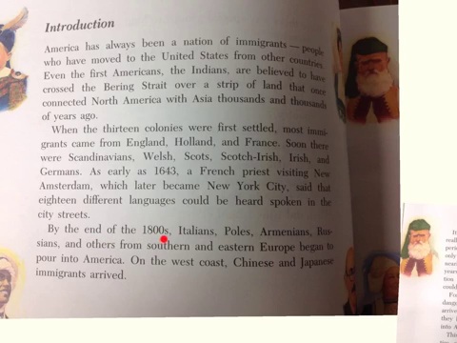By the end of the 1800s, Italians, Poles, Armenians, Russians, and others from southern and eastern Europe began to pour into America. On the west coast, Chinese and Japanese immigrants arrived.